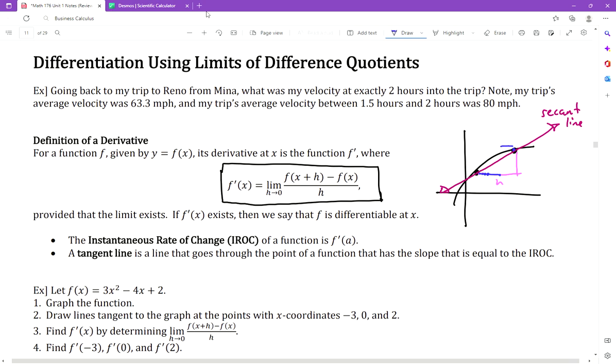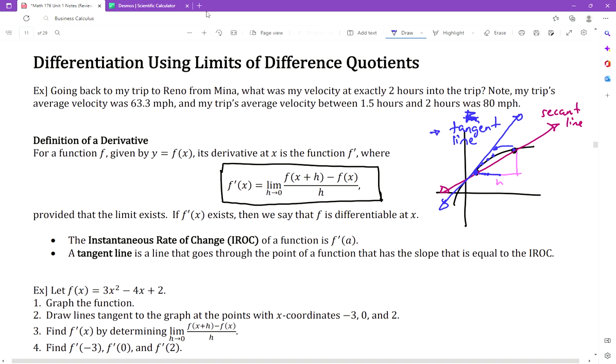This point along the graph gets closer and closer to the original dot. They basically become stacked on each other and we get a new line. This new line is called a tangent line. It's a line that just touches the graph, and it gives an instantaneous rate of change.